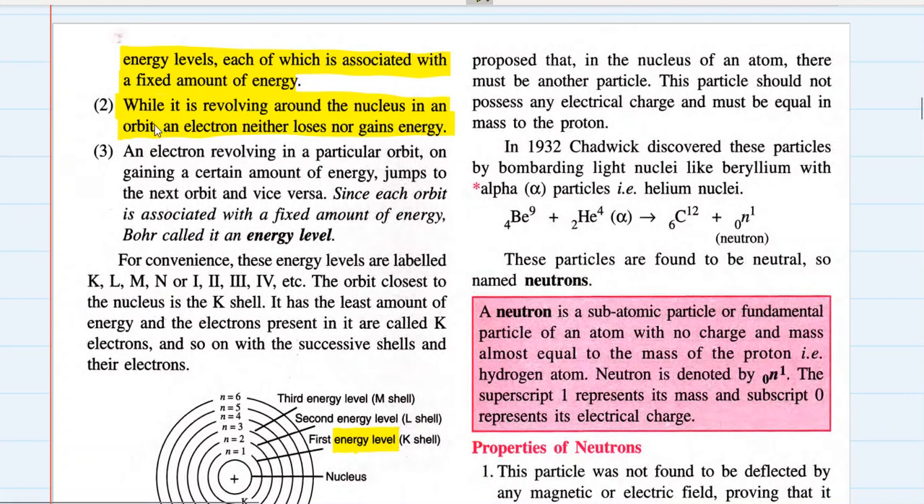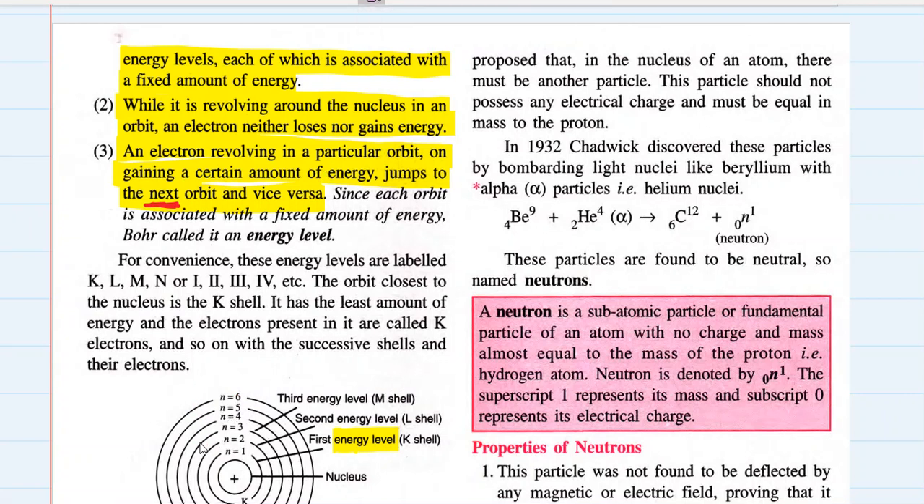Third point. An electron revolving in a particular orbit, on gaining a certain amount of energy, jumps to the next orbit and vice versa. What do you mean by next orbit? This next orbit means the outer orbit. So if an electron is revolving in the second orbit and it gains energy, it will jump into the third orbit, and if it gains more energy, it will jump into the fourth orbit, fifth orbit, and by gaining energy it will jump into the sixth orbit and then it will leave the atom and it will be donated, and that's what happens with metallic atoms.